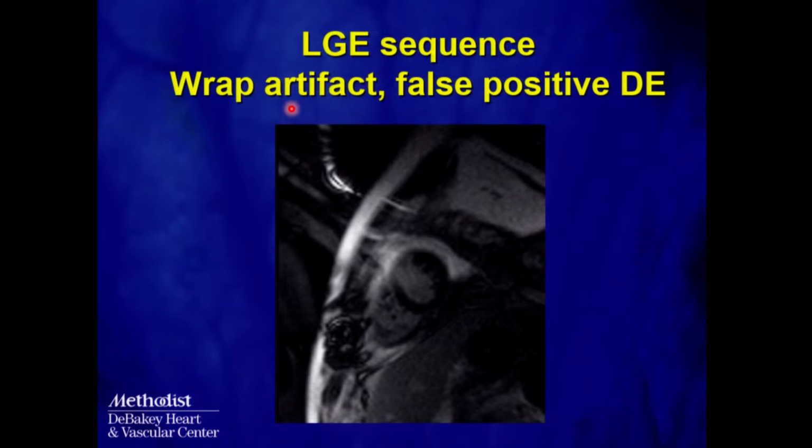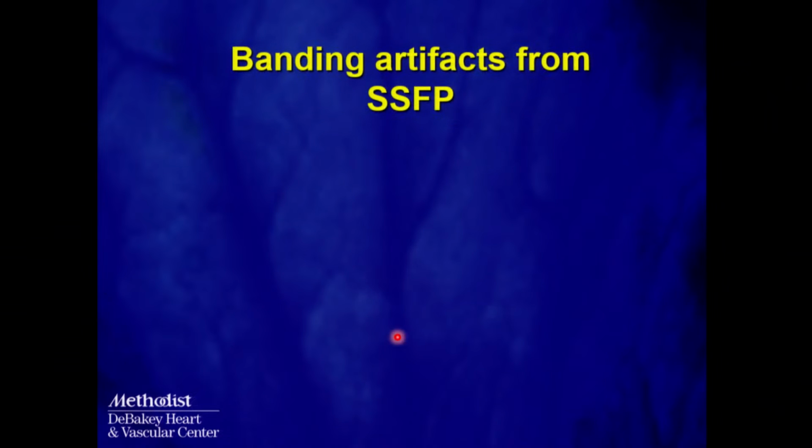We could also see this wrap artifact during late gadolinium enhancement. So take a look at this artifact from out to in. You have all this white band, and the question is, is this white band affecting the apical septum, is this scar or is this artifact? And this clearly looks like an artifact that's causing a false positive, high signal intensity in gadolinium enhancement. So you really have to be cognizant about that during patients' acquisitions.